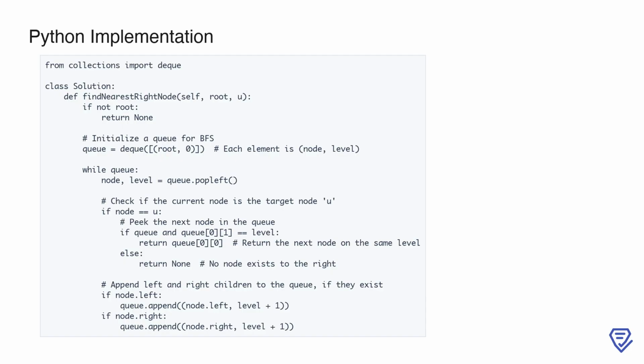If the current node matches the target node U, we need to determine whether the next node in the queue exists on the same level. If it does, we return that node as it's the nearest right neighbor. If not, we return None, indicating there's no right neighbor on the same level. To continue the BFS, we check if the current node has left or right children. If they exist, we append them to the queue, incrementing their level by 1. This ensures that nodes are processed in level order.